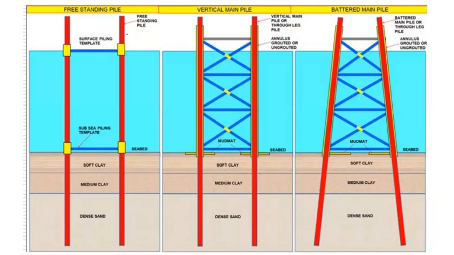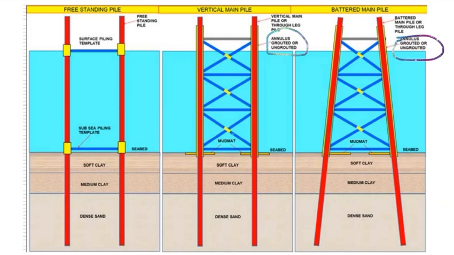Freestanding piles, surface piling template. You can see some samples. Vertical main pile, this is a main pile. The annulus between the jacket leg and the pile is grouted or ungrouted; in this case it can be grouted or ungrouted. Battered main pile, or main pile through the leg.